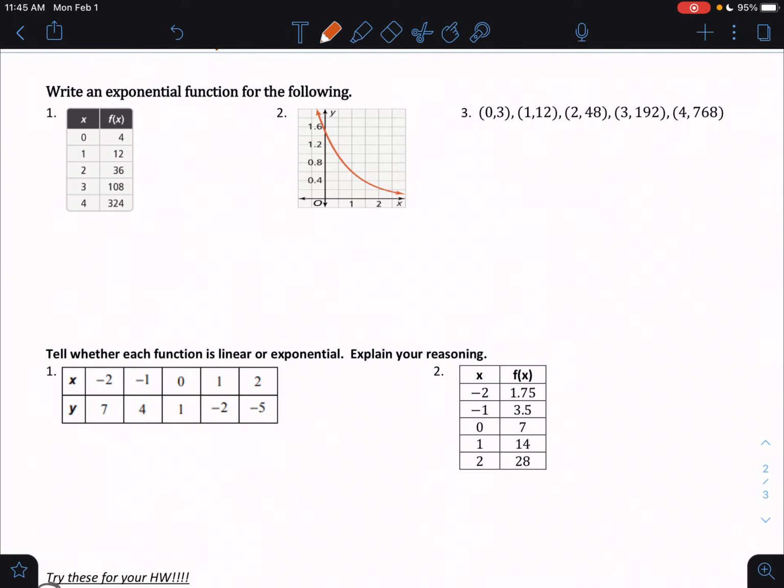So today's video is going to continue 5-1 notes. If you still need to finish those, maybe you were absent, we did these in class. So today we're going to be writing exponential functions when given an XY chart or a graph or a set of points.